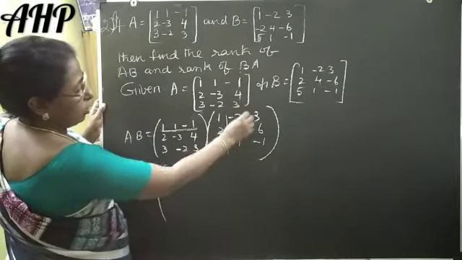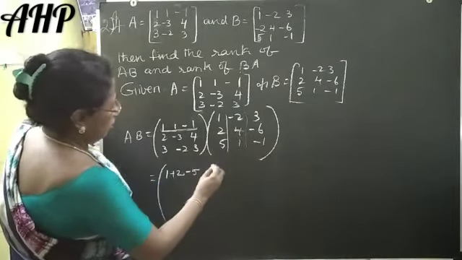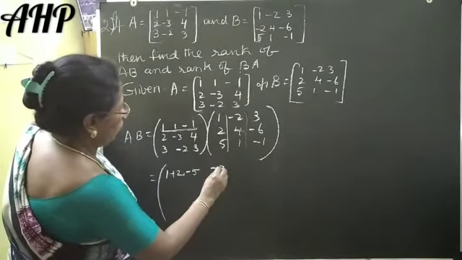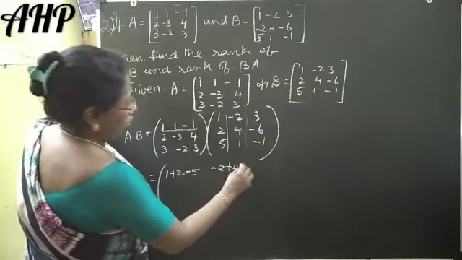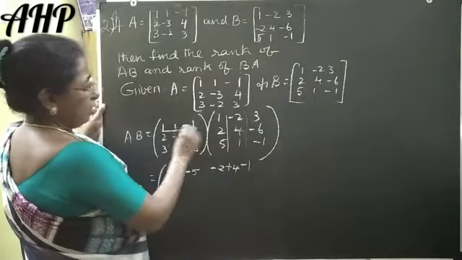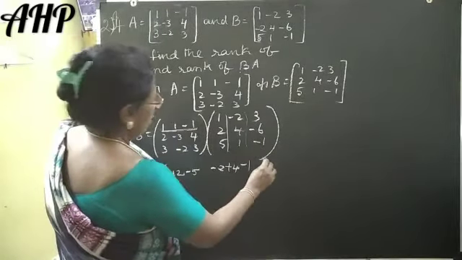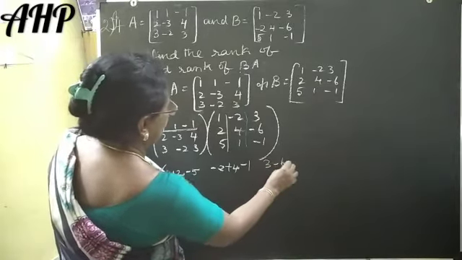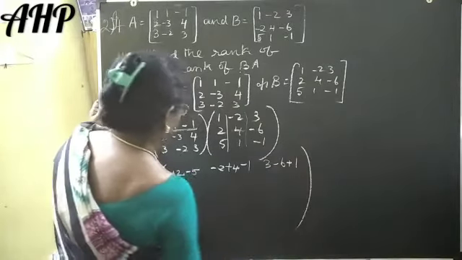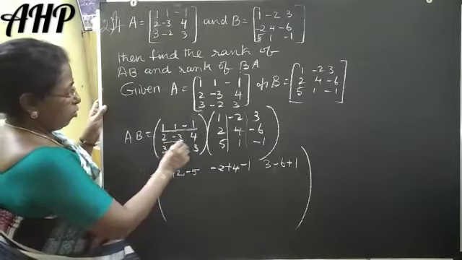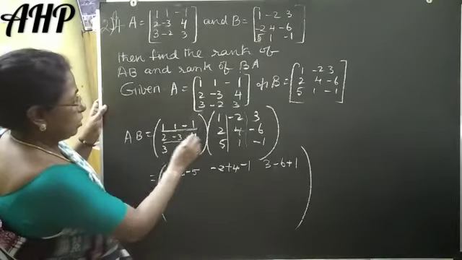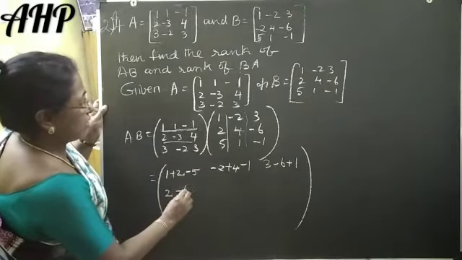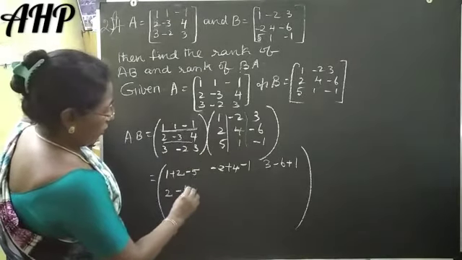Then this first row into second column. So this is going to be minus 2. 1 into 4, 4. Minus 1 into 1, minus 1. Then this first row into third column. So 3 minus 6 plus 1. Similarly, the second row with this first column. 2 into 1, 2. Minus 3 into 2, minus 6. 4 into 5, 20.